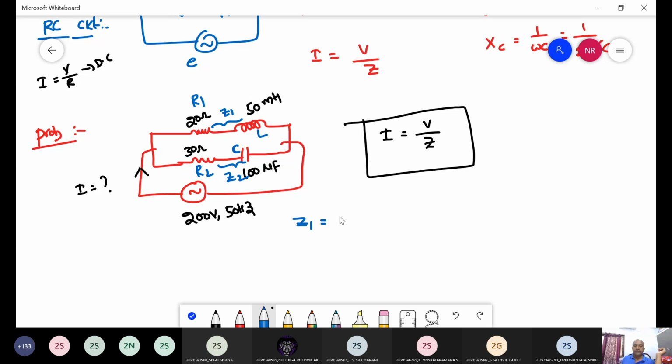To calculate the equivalent Z, first we have to calculate Z1. Z1 is equal to R1 plus j XL. R1 value is 20, plus j XL. XL we have to calculate. How to calculate XL? That is 2 pi F L, that is 2 into pi into F, F is 50. L is equal to 50 into 10 to the power minus 3.